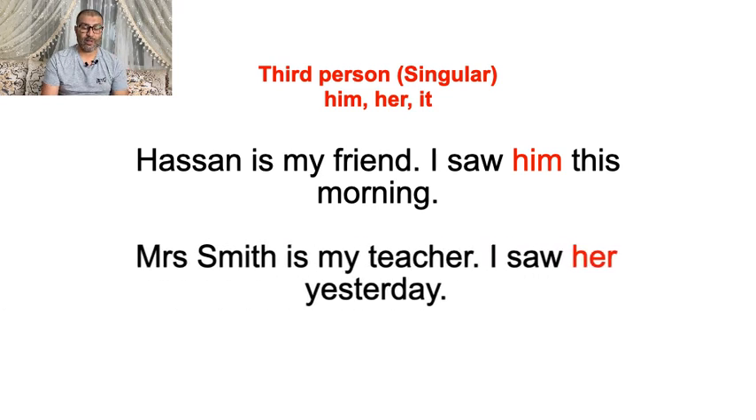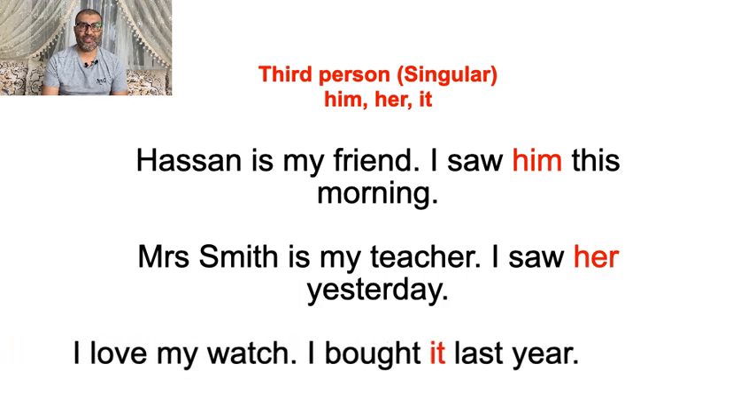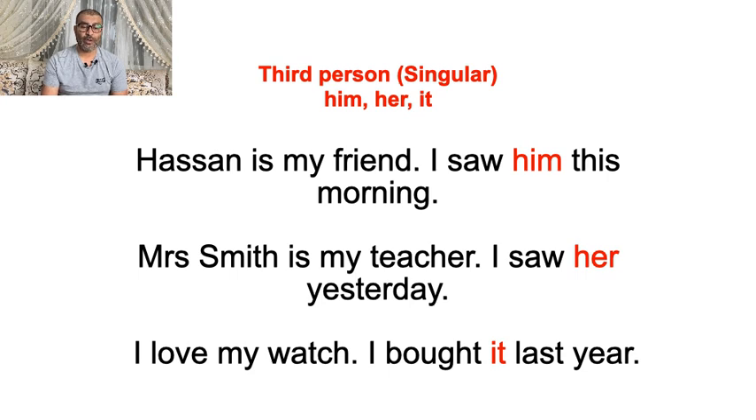Next example, Mrs. Smith is my teacher. If you notice, we use Mrs. for a woman that is married. Ms. is for a woman that's not married, but Mrs. is a woman that is married. So Mrs. Smith is my teacher. I saw her yesterday. So this is the third person, which is a person and not a thing. Third example, for a thing, a non-person, is I love my watch. I bought it last year.